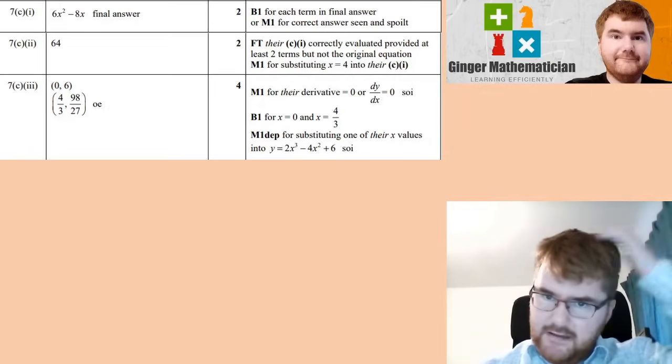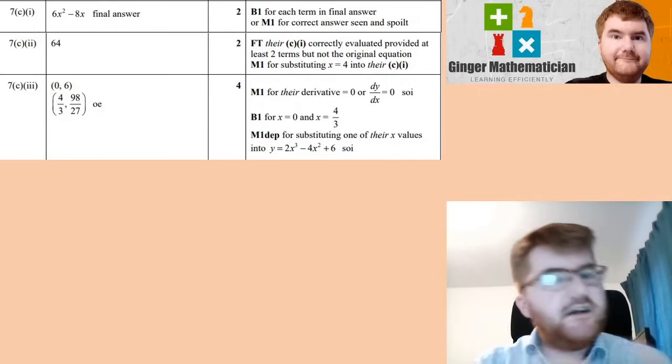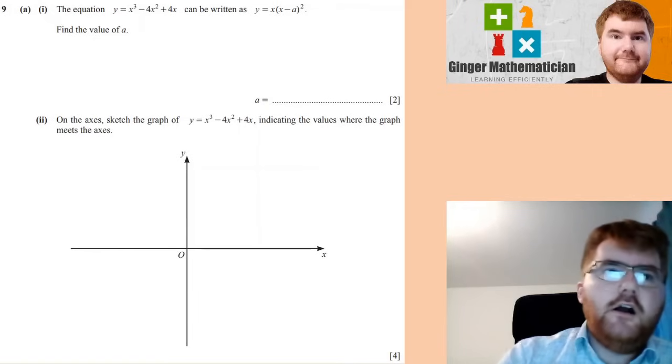So there's the mark scheme, so you can have a quick look through and see where you actually get the marks and what some of the method marks are dependent on as well. Okay, on to the next question.